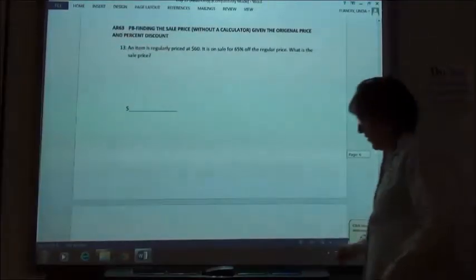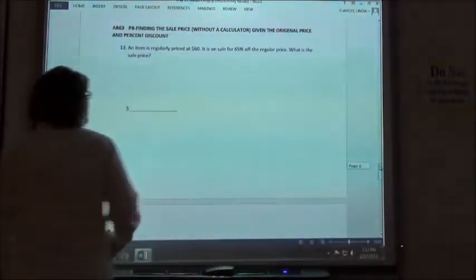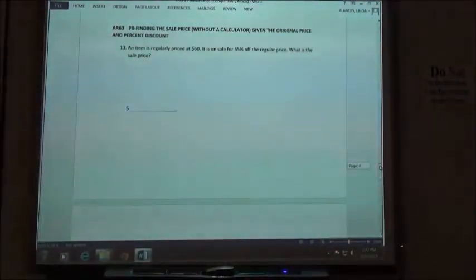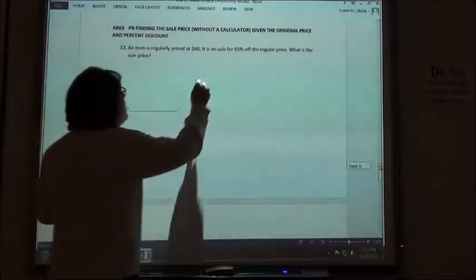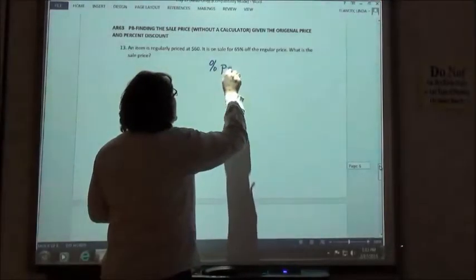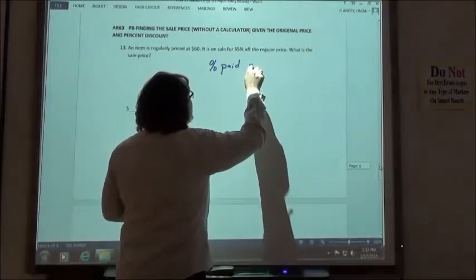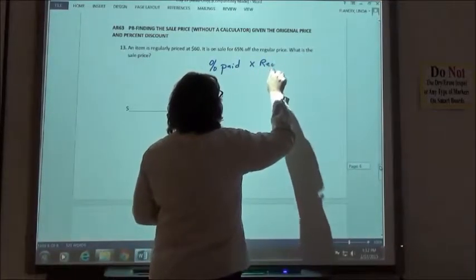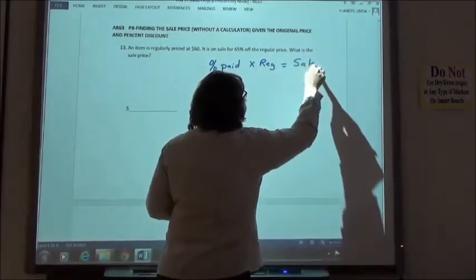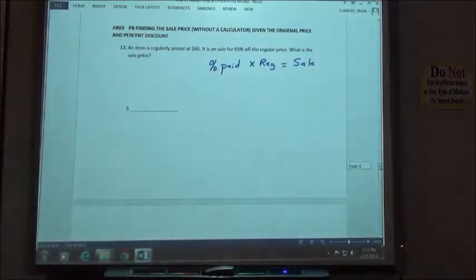Then we're working with a percent equation. It says without a calculator, but you can use your calculator if you want to. It says an item is regularly priced at $60. It's on sale for 65% off the regular price. What is the sale price? So when we're thinking of this, what we're thinking about is that we take the percent that we actually paid times the regular price to equal the sale price, right? 30% of my $100 would mean the sale price would be $30.